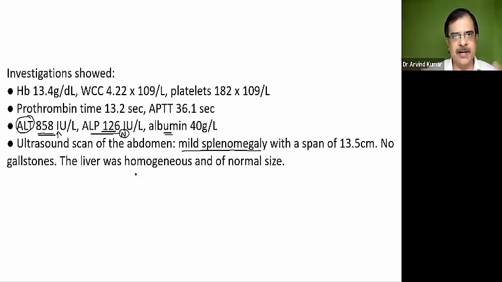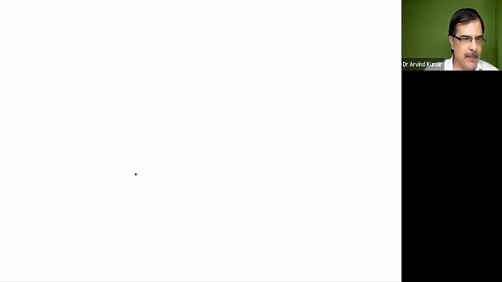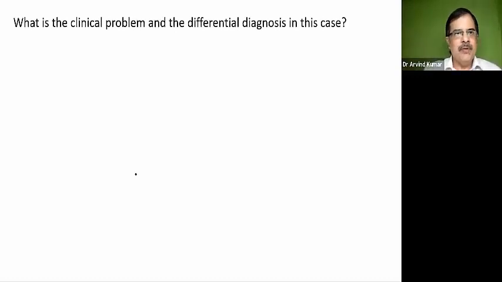If we summarize the information, the patient was provisionally diagnosed as a case of acute hepatitis with raised ALT enzyme. This is the provisional diagnosis. Now, my question to you is, what is the clinical problem and what is the differential diagnosis in this case? The clinical problem we have already done. This is a case of hepatitis. And what is the differential diagnosis in our case?